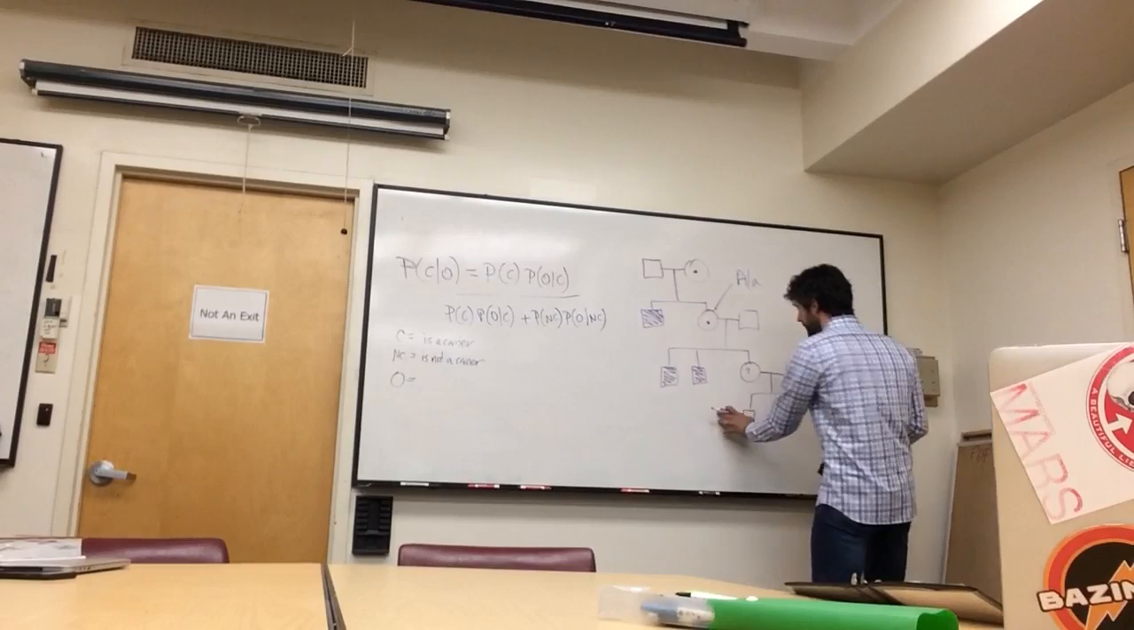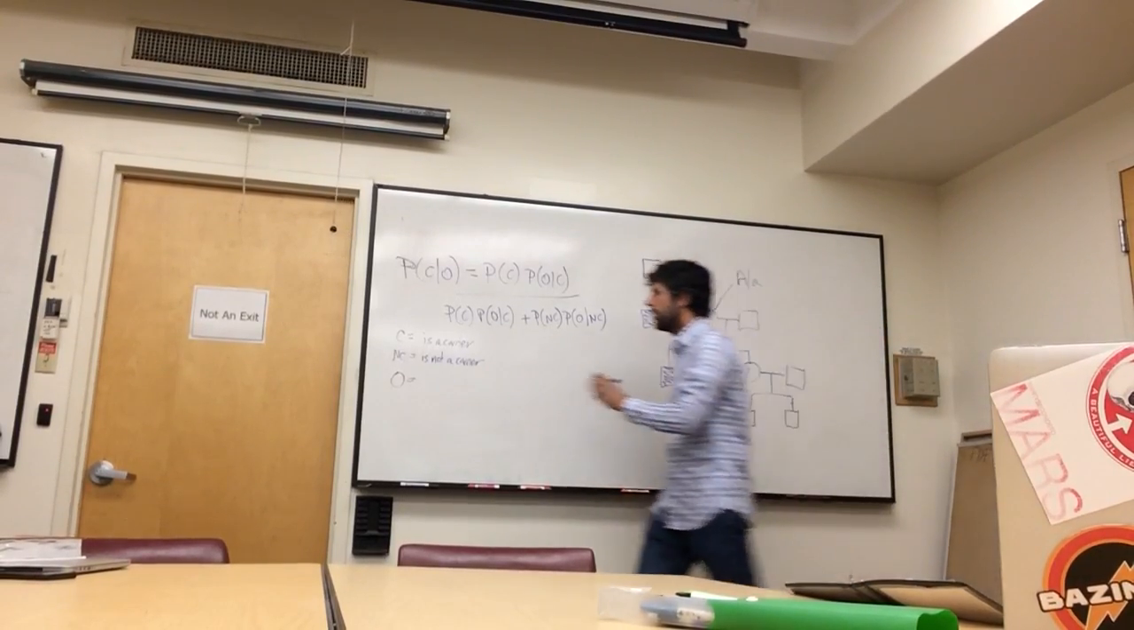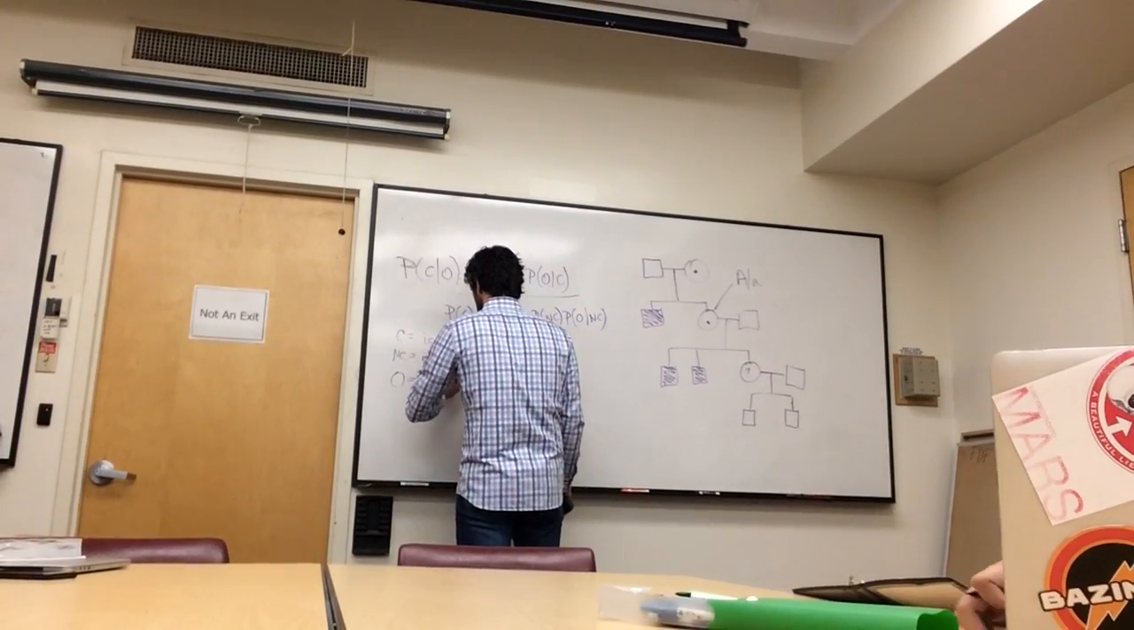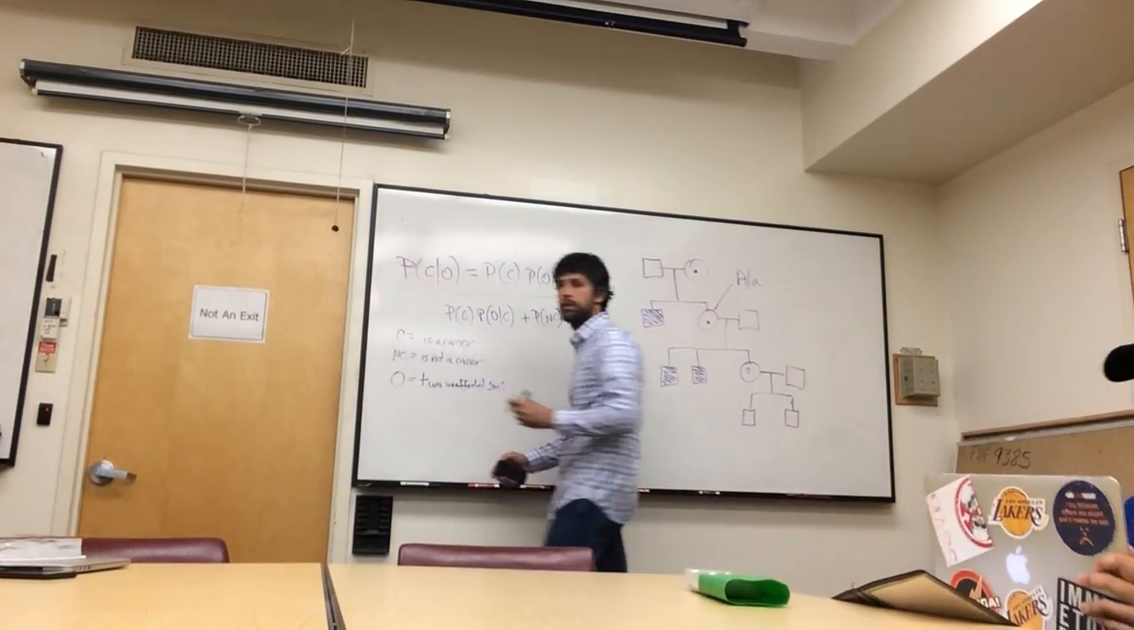So we have this new information. Monty Hall has now opened this door. We see that they have two unaffected sons here. So O is two unaffected sons. All right.